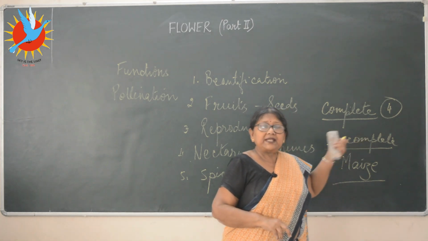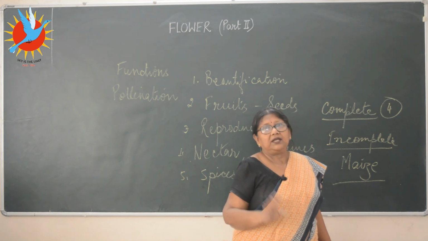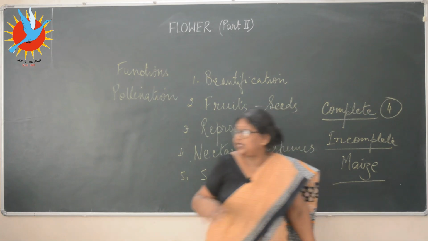Clear? So complete and incomplete, two types of flowers, whether having four whorls or any one of the four whorls missing. Clear? Now we go to the next one.